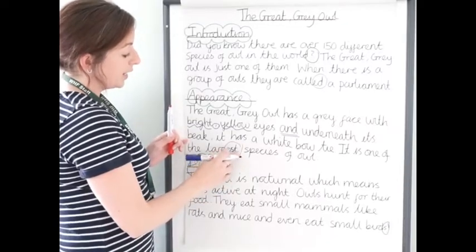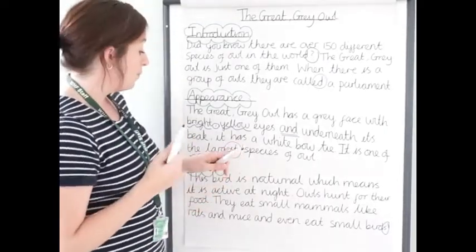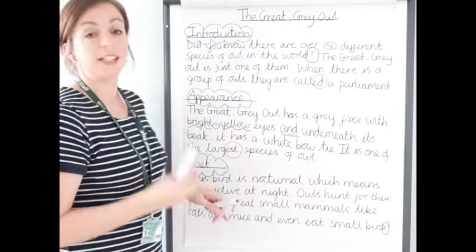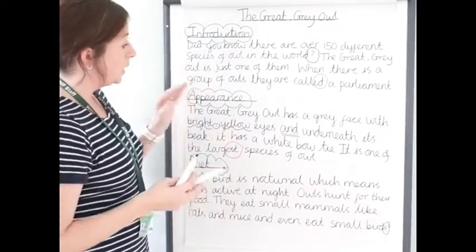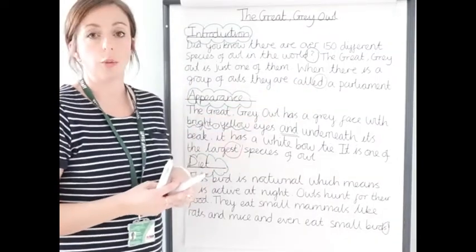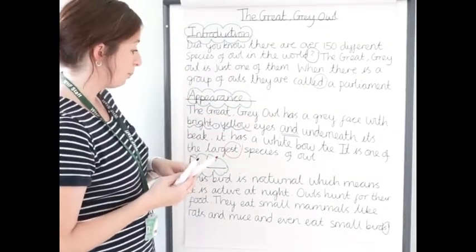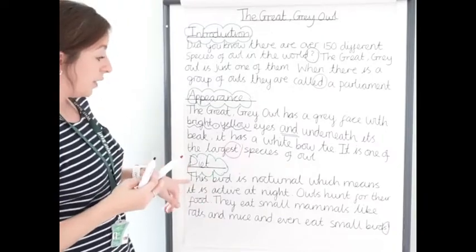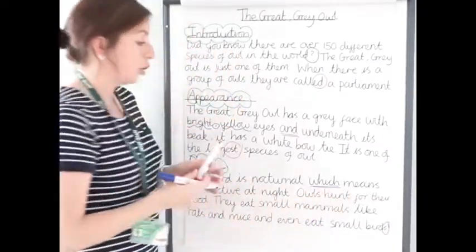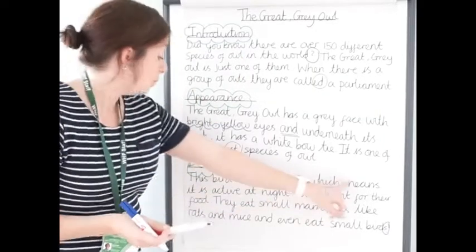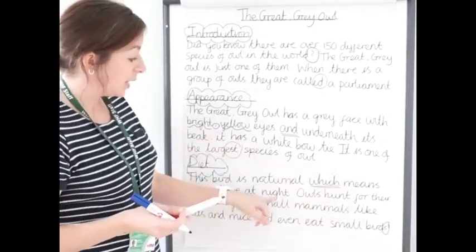We've got the est. So even though this is a non-chronological report, this is a non-fiction piece, which means it's factual, it still has those suffixes in the words. You can still use them in your writing. Then we go to diet. This bird is nocturnal, and then I've used a conjunction here, subordinating conjunction, to go on to explain, which means it is active at night.